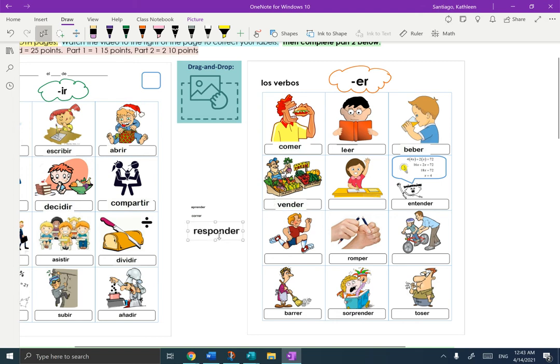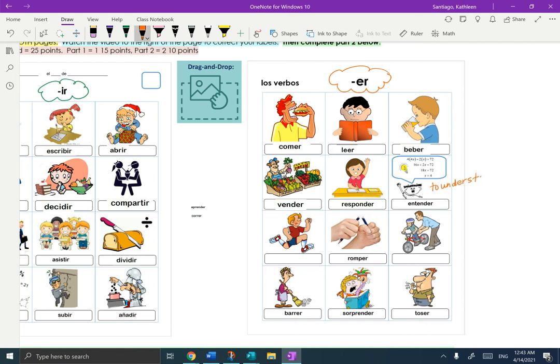Responder, cognate. Responder, to respond. She is trying to respond to una pregunta, a question. Responder, to respond. Entender is written in for you. Entender, I think, is a little bit hard to remember. So entender, to understand.